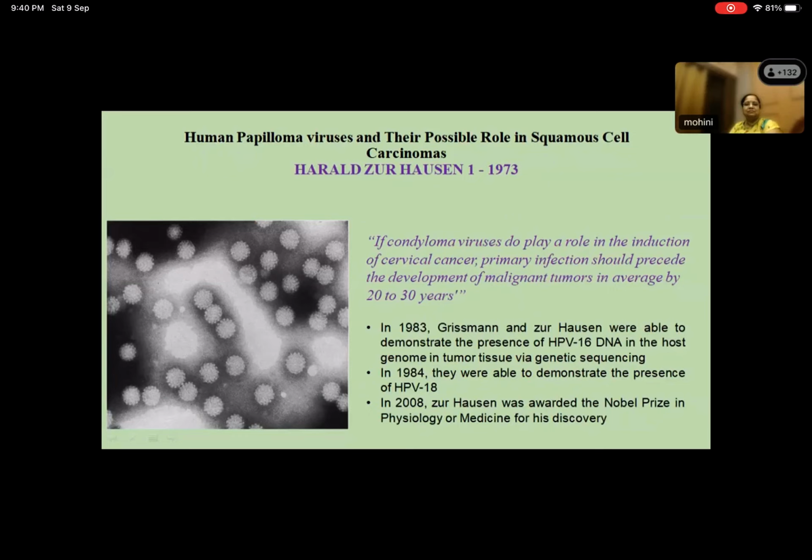Sajana? E6 and E7. That is the pathogenesis. So almost all cervical cancers are due to human papilloma virus, right? So Dr. zur Hausen received the Nobel Prize for it in 2008. And this was the first image of human papilloma virus which he published.